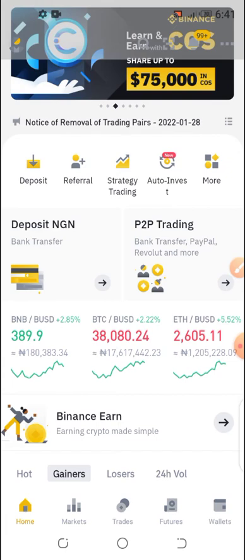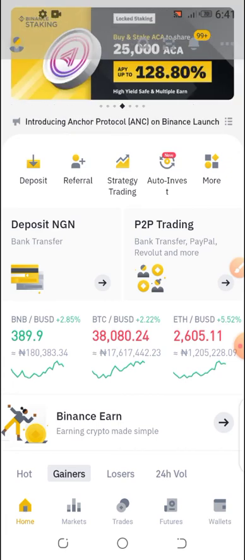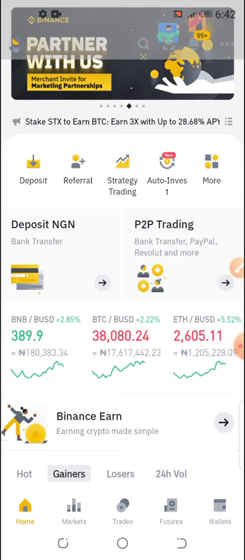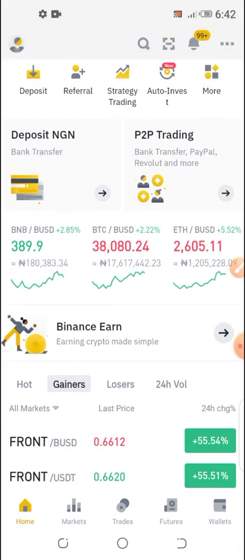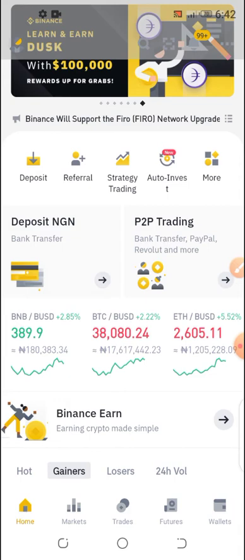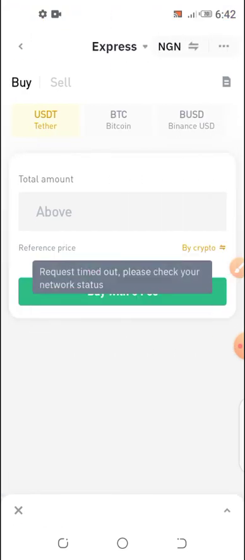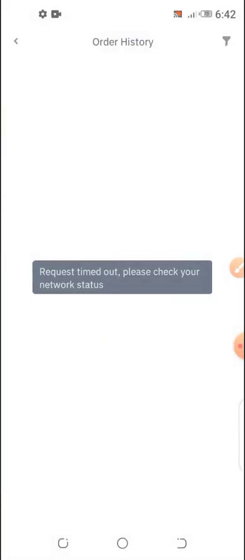The same thing if you are selling: your crypto will be held in escrow by Binance. So the moment the person says he has paid you and you confirm he or she has paid you, you will now instruct Binance to release, and Binance releases it to the person, and then the deal is completed. And that is that.